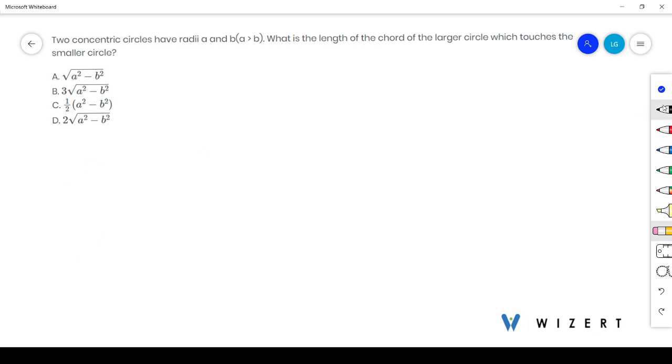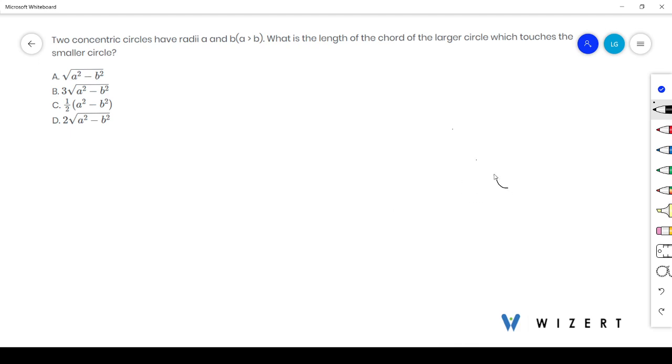Our question is, two concentric circles have radii A and B, where A is greater than B. What is the length of the chord of the larger circle which touches the smaller circle?